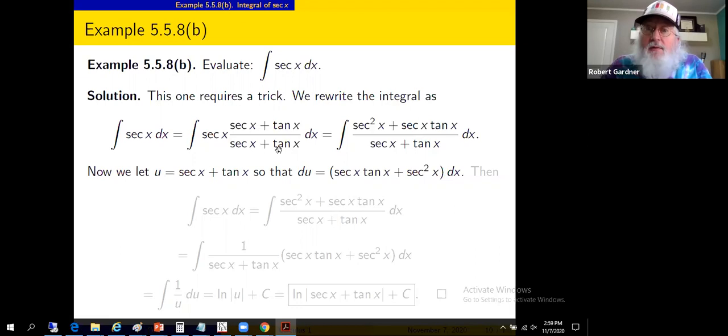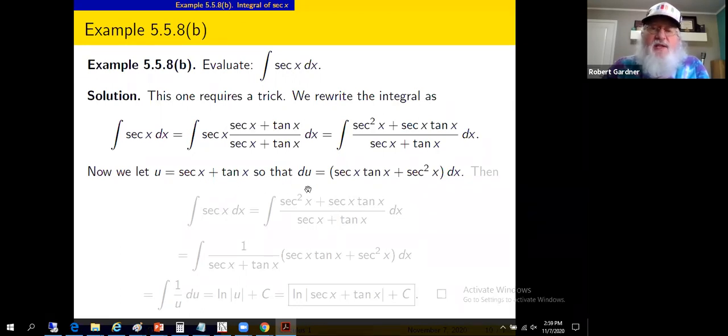But you can. Let's distribute in the numerator. That secant will give us a secant squared plus secant tangent. Secant squared plus secant tangent. We've got this in the denominator. And I'm looking for some u substitution. I want u to be something where I see its derivative in the integrand. Let's let u equal secant x plus tangent x.